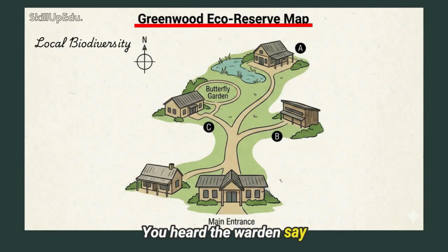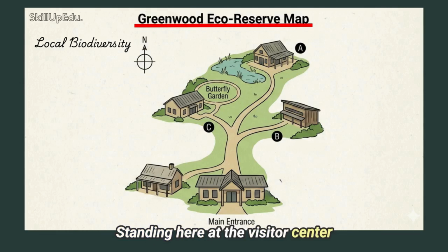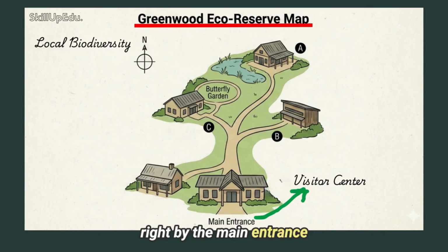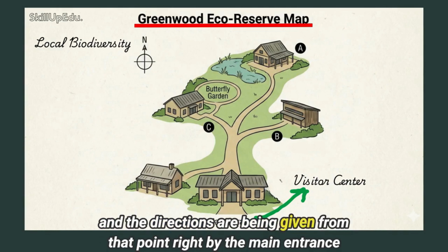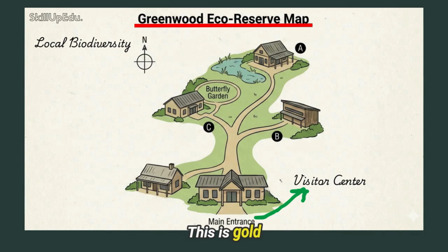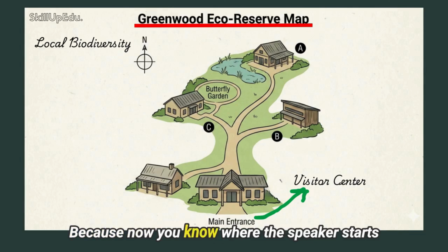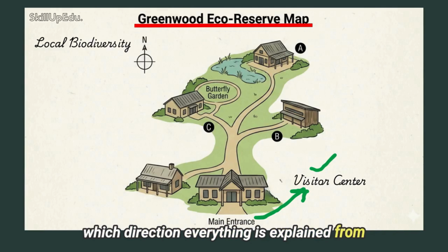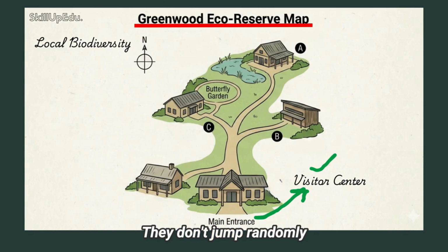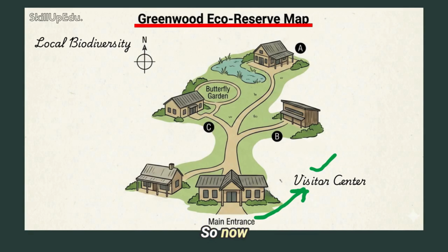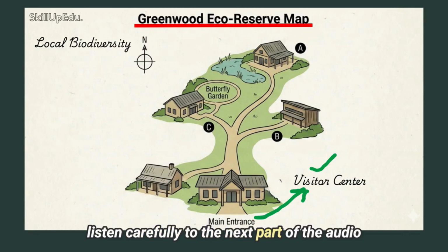You heard the warden say, standing here at the visitors centre, right by the main entrance. This means we are positioned at the visitors centre and the directions are being given from that point, right by the main entrance. This is gold. Why? Because now you know where the speaker starts, which direction everything is explained from. Map answers always follow the speaker's movement. They don't jump randomly. Let's solve them logically. Understand? So now listen carefully to the next part of the audio.